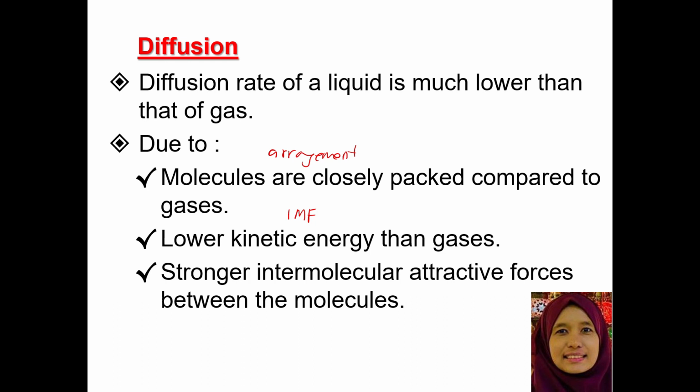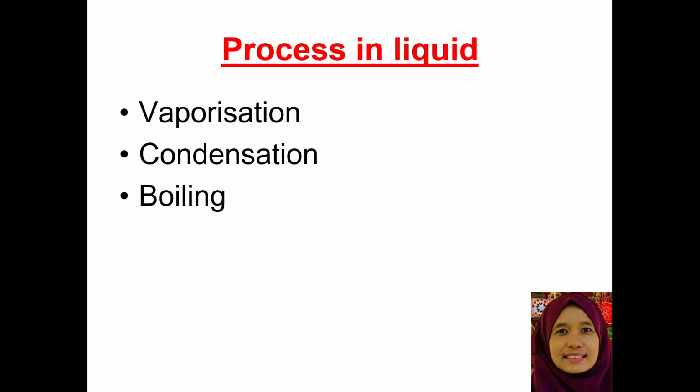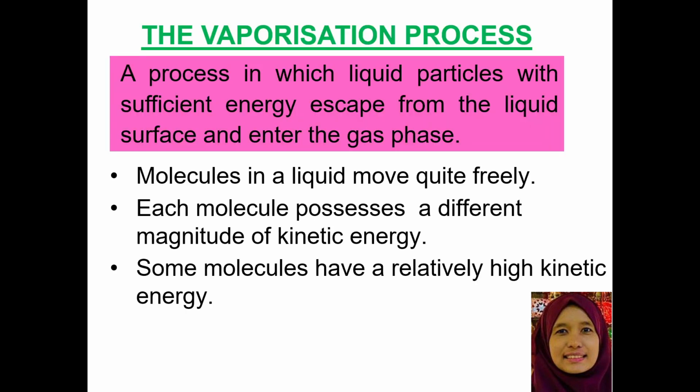So you still remember the types of intermolecular force that exist. There is hydrogen bond, dipole, London. Okay, the weakest one is London force, which exists in non-polar molecules. Okay, and we have 3 processes that we need to explain in liquid. So we have vaporization, condensation and boiling. So for vaporization, it is not enough to just say from which phase it changes to which. We explain in terms of intermolecular force, kinetic energy, all of that.